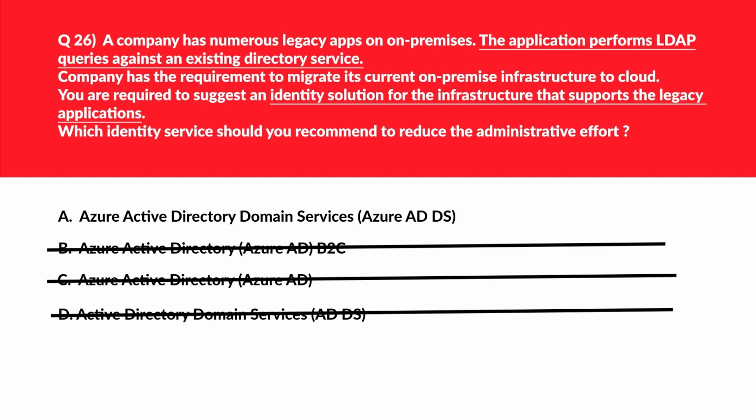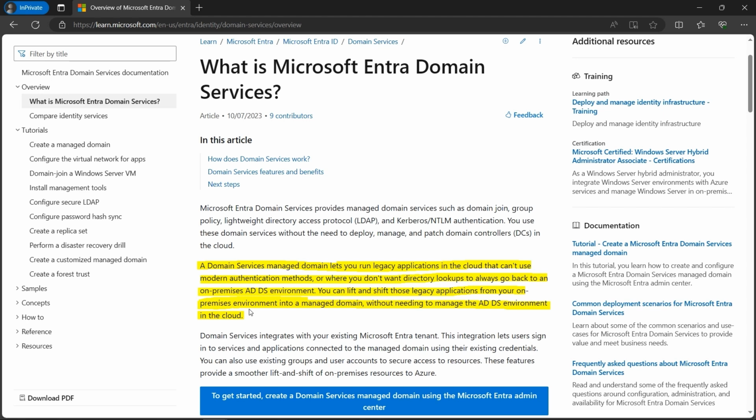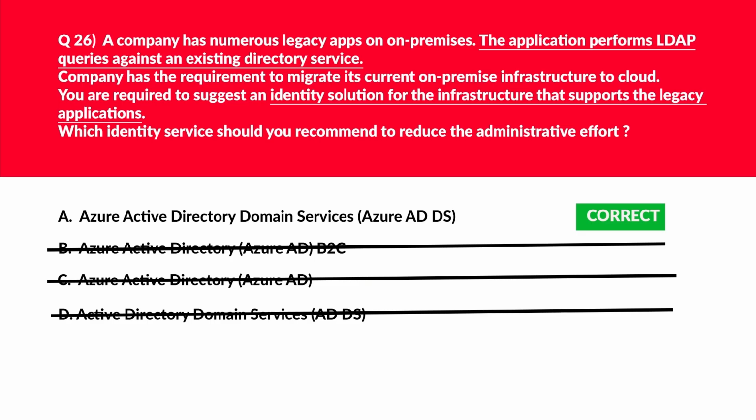We are left with Azure ADDS. Let's look at the official documentation, what it has to say. It says a domain services managed domain lets you run legacy applications in the cloud that can't use modern authentication methods, or where you don't want directory lookups to always go back to an on-premises ADDS environment. You can lift and shift those legacy applications from your on-premises environment into a managed domain without needing to manage the ADDS environment in the cloud. Looks good. We'll lock option A as the correct answer.